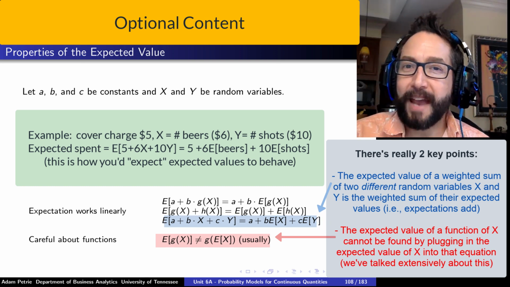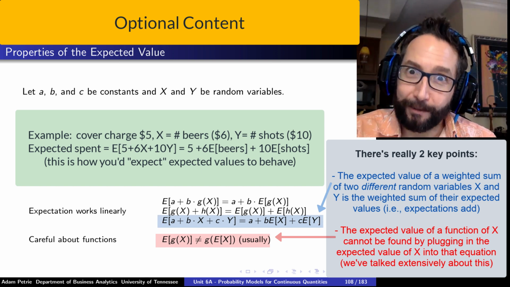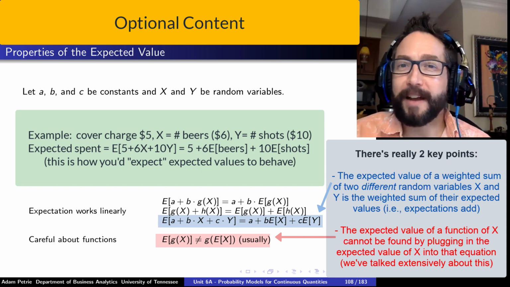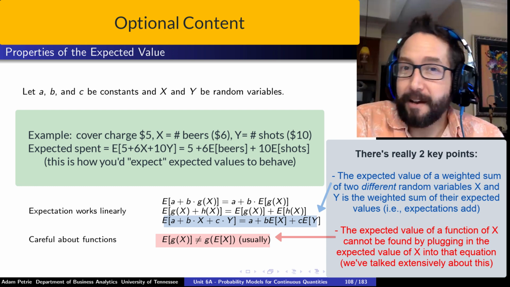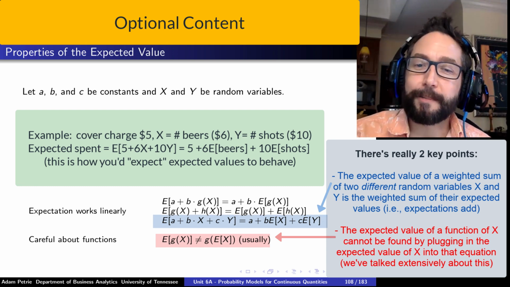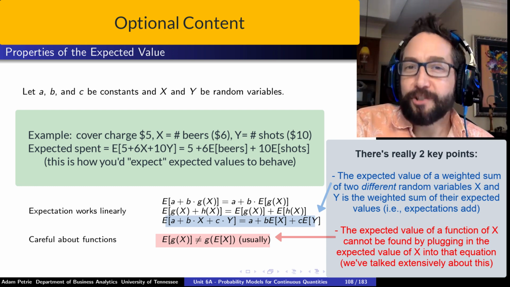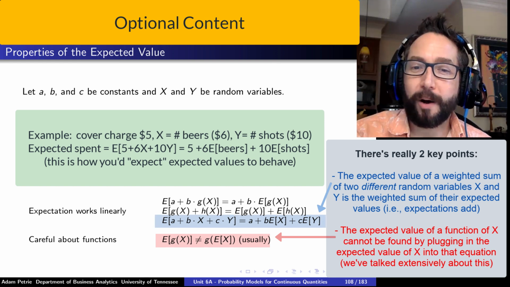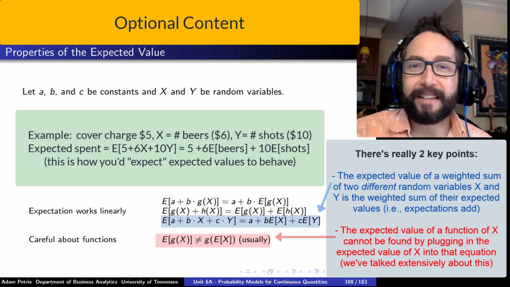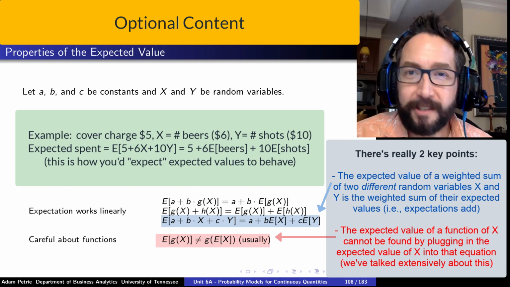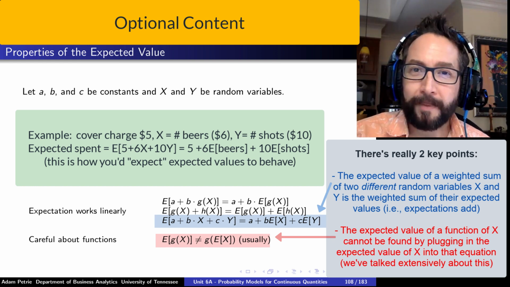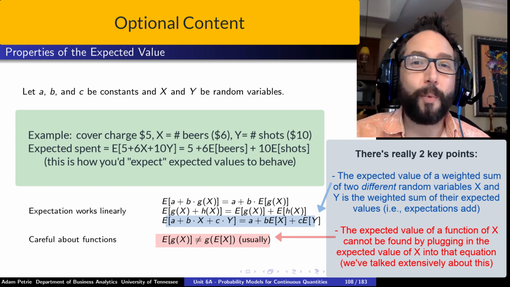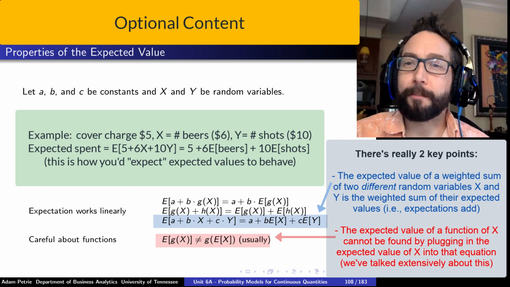The expected value of a constant is just the value of that constant itself. The expected value of b times x is just b times the expected value of x, and the expected value of c times y is just c times the expected value of y. So getting the expected value of some constant times your random variable, no problem. Getting the expected value of a weighted sum of random variables, no problem at all.